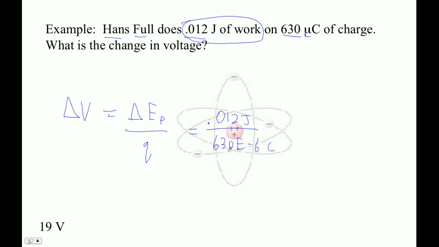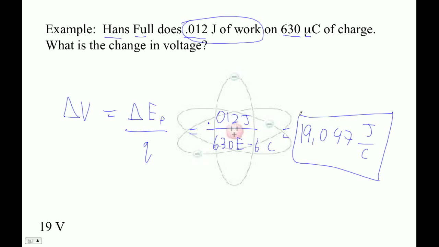So let's go 0.012 divided by 630 E minus 6, and I get 19.0476 joules of work for every coulomb. And we only have 2 sig figs, so we have to round it off to there. Yay. So these are pretty easy.